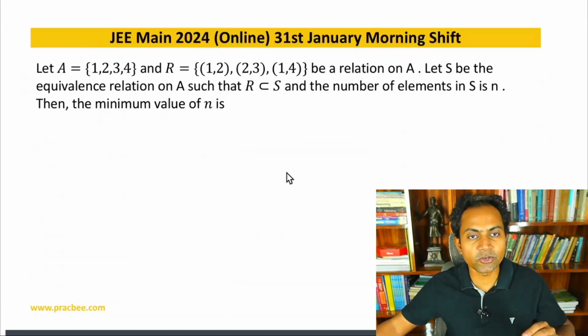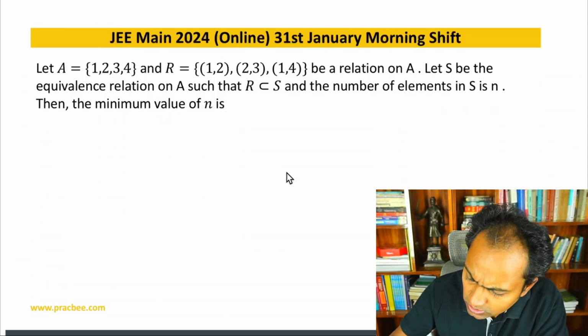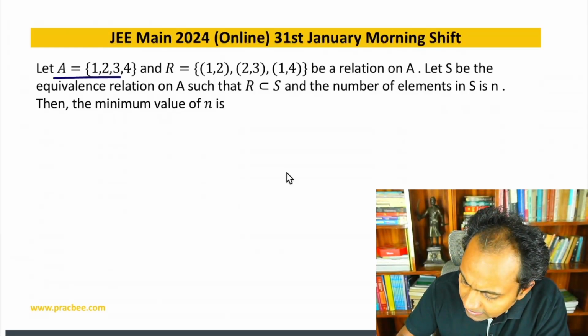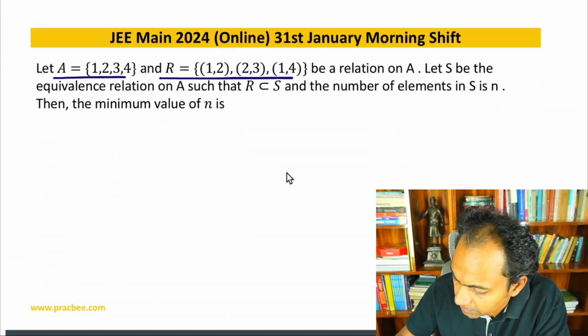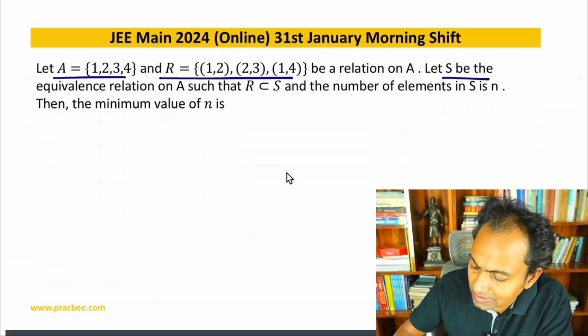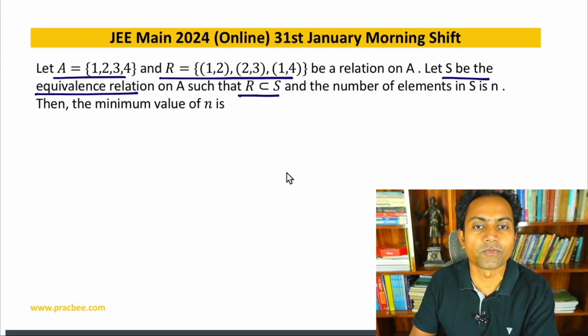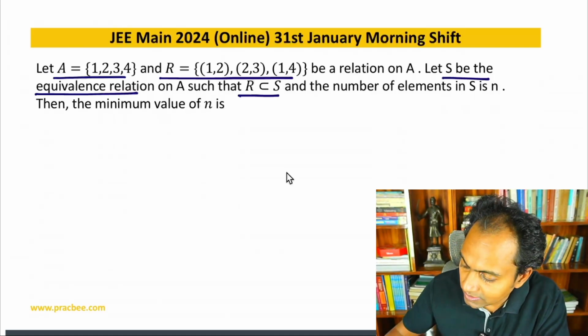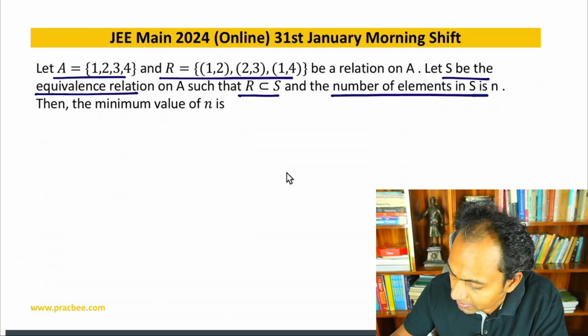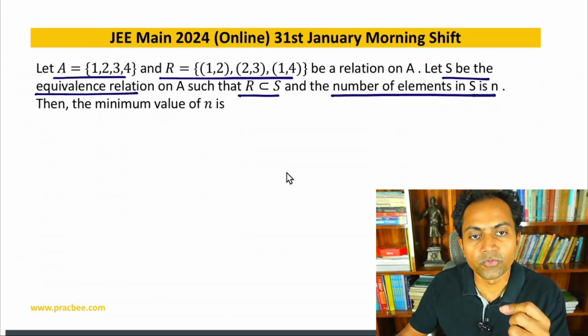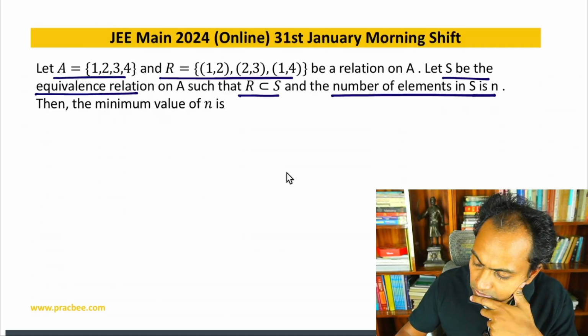Now this interesting 2024 question is a very famous question. It says that there is a set A given, there is a set R given. We want to make an equivalence relation S in such a manner that R is a subset of S. This is what we want to do. So what they are saying is the minimum number of elements in S is n, and we want to find the value of that n. So let us write things down.